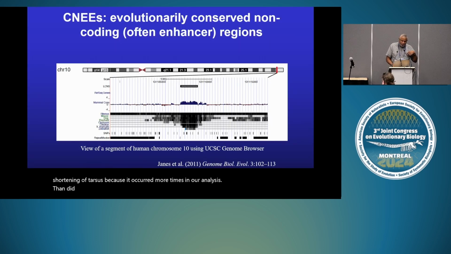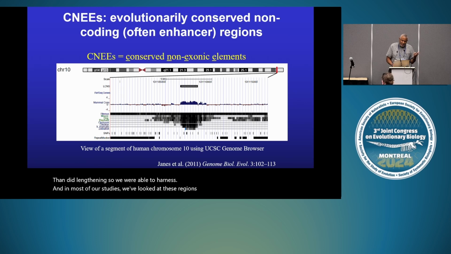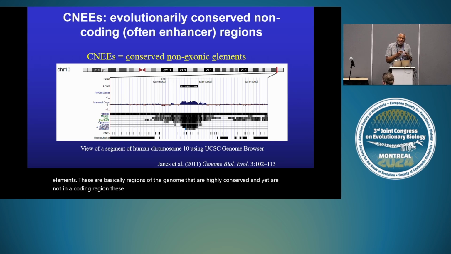So we were able to harness, and in most of our studies, we've looked at these regions called conserved non-exonic elements. These are basically regions of the genome that are highly conserved and yet are not in a coding region. These are likely to be regulators of gene expression. And so you can see this black region in the middle. It's showing high conservation despite not being in a coding region, and we can look for changes in rate of regions like this.